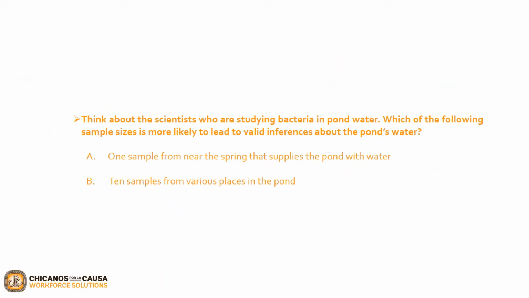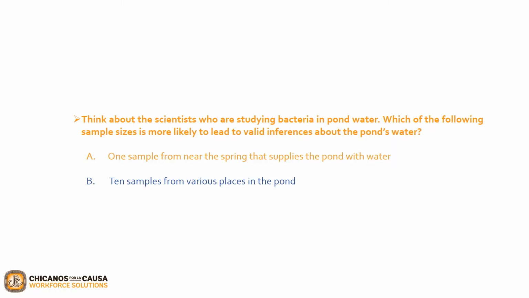Okay, let's go ahead and take a peek at our example question. Think about the scientists who are studying bacteria in pond water. Which of the following sample sizes is more likely to lead to valid inferences about the pond's water? We have two options to choose from. Is it A, one sample from near the spring that supplies the pond with water, or B, 10 samples from various places in the pond? In this case, the correct answer is B. Please disregard the second A.